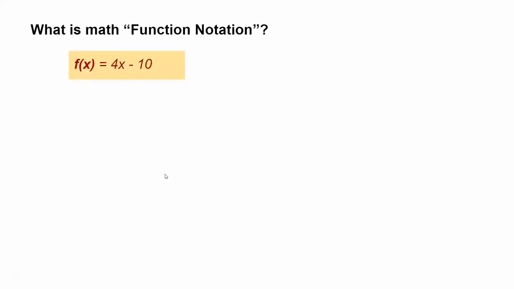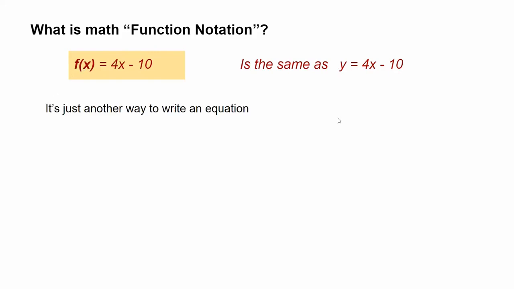Here's an example. f of x equals 4x minus 10. Now, the right-hand side of this equation probably looks pretty familiar to you, but this left-hand side, which is the function notation, looks kind of weird. What does this f of x mean? Well, it's really the same as the y that you've seen before. y equals 4x minus 10 probably looks very familiar to you, but we've basically replaced y with this f of x.